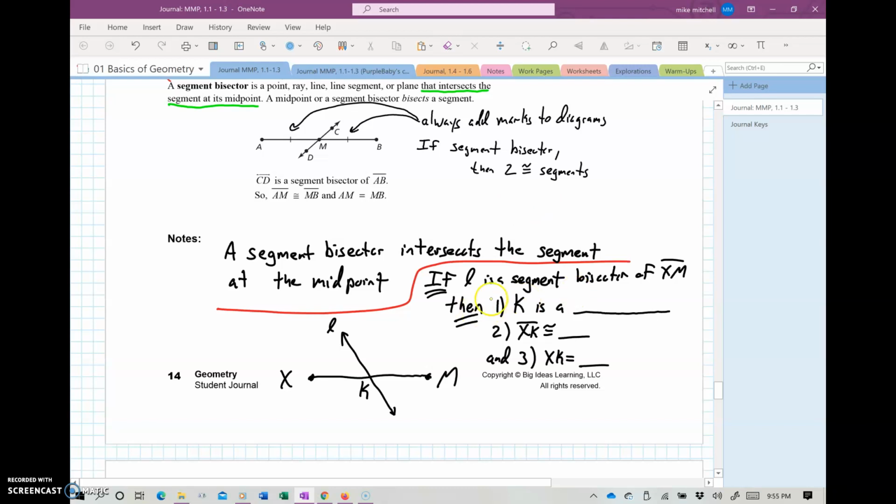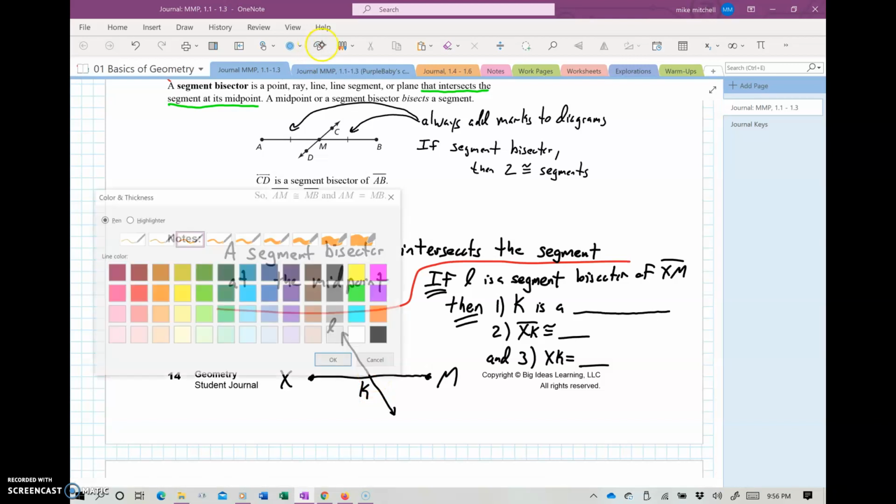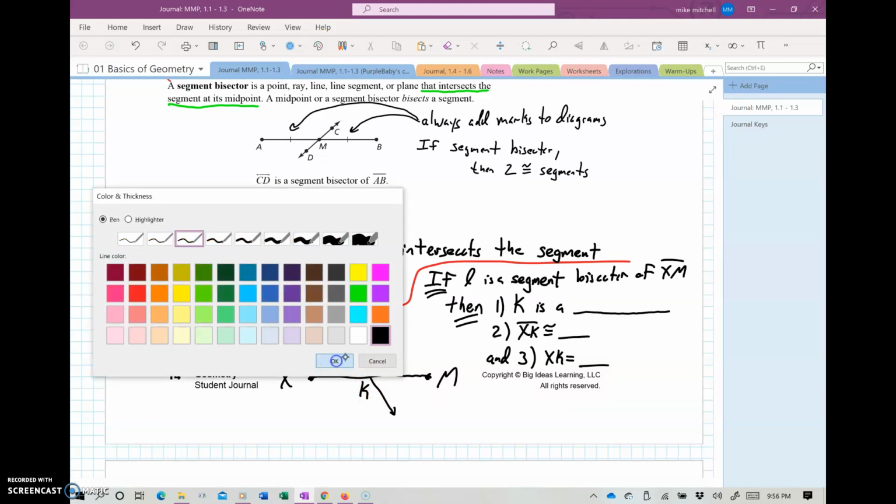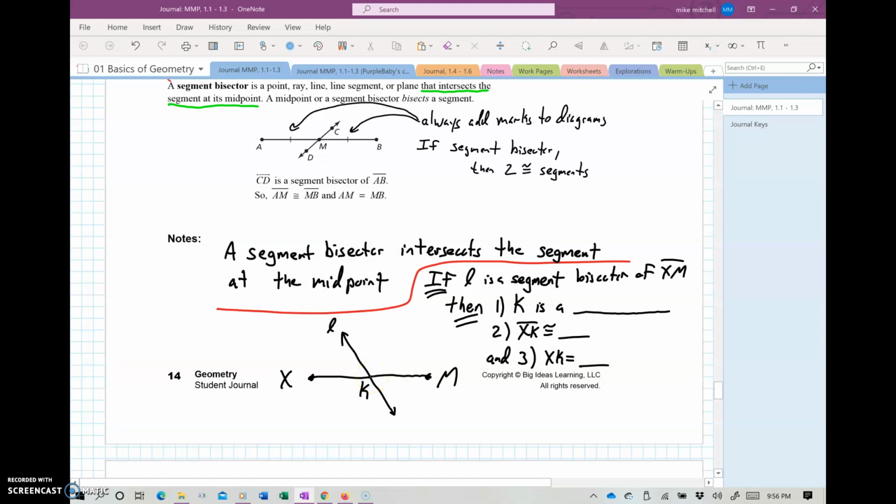Fill these in. If L is a segment bisector, as I just mentioned again here, a segment bisector intersects the segment at the midpoint K. K is this point of intersection right there. You won't always see the little point mark there, but we know that two lines intersect in a point, so we know that that's a point even if it's not marked. So K refers to that point there.